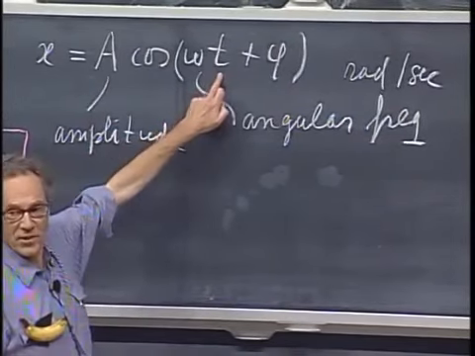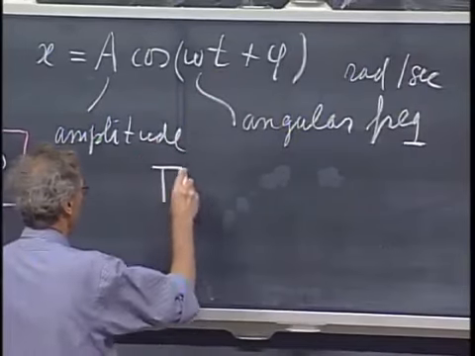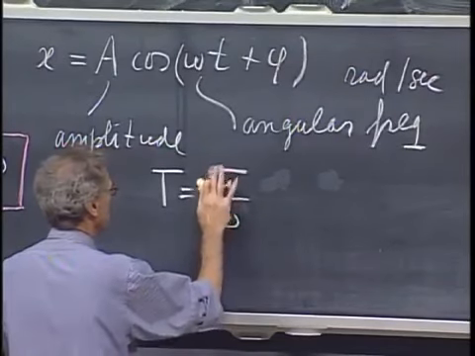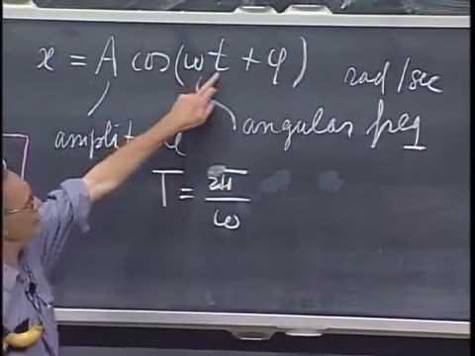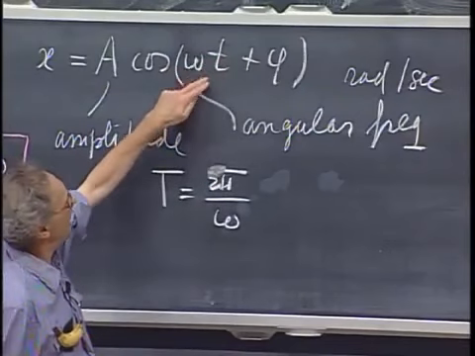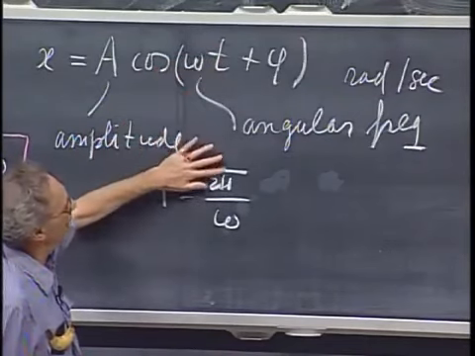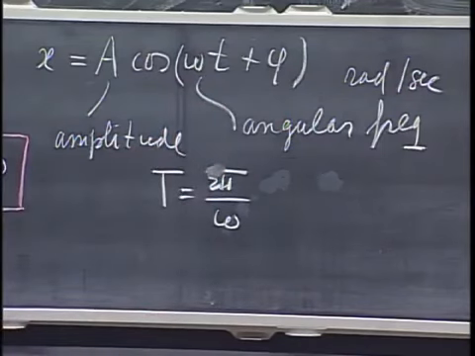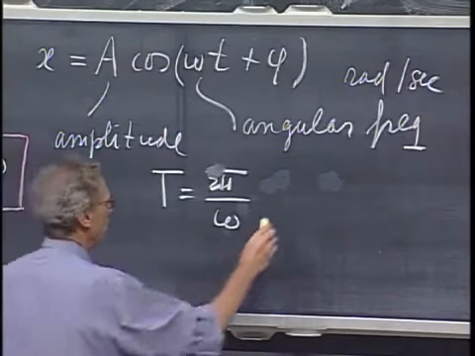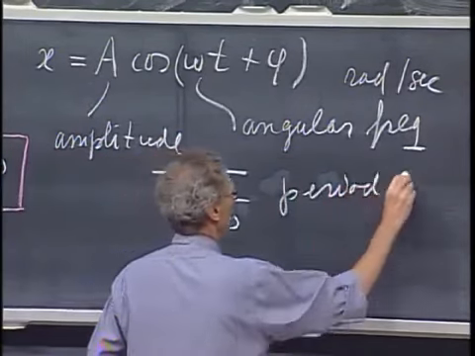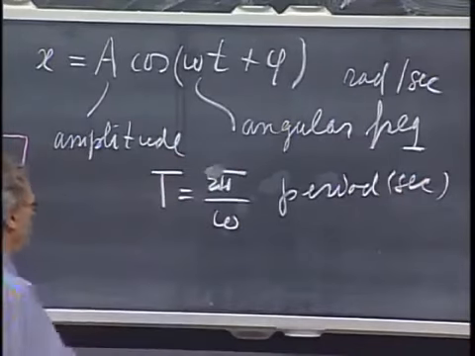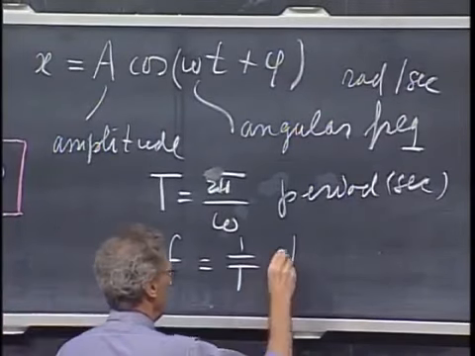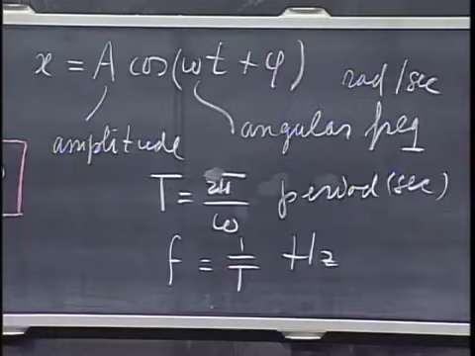If I advance this time little t by 2 pi divided by omega, then this angle here increases by 2 pi radians, which is 360 degrees, and so that's the time that it takes for the oscillation to repeat itself. So this is the period of the oscillation, and that is in seconds. And you can define the frequency of the oscillations, which is 1/T, which we express always in terms of hertz.